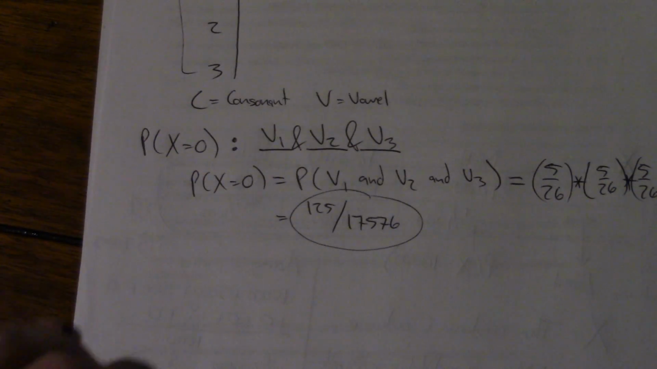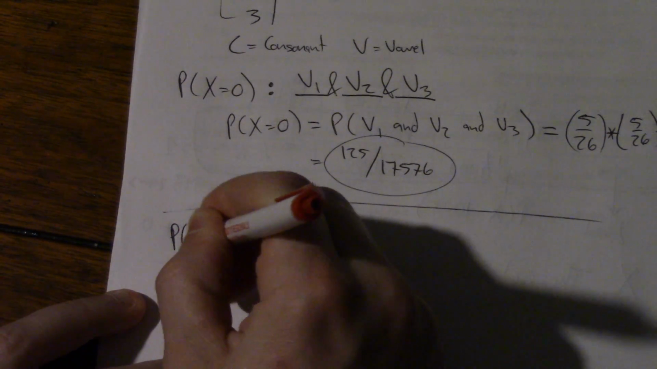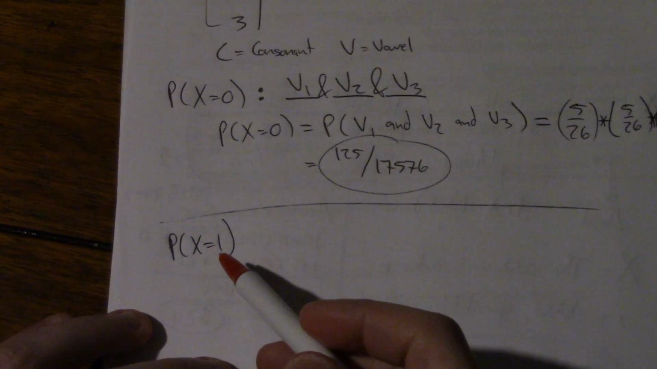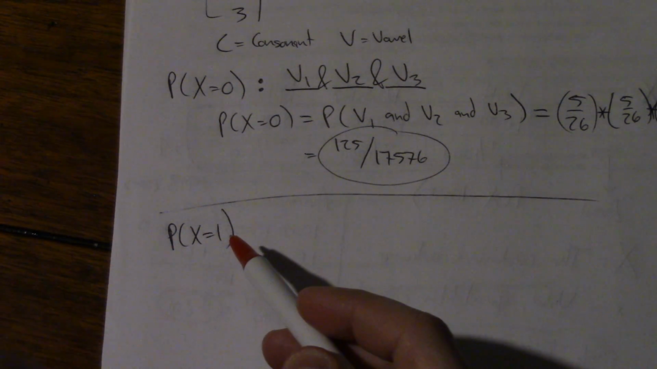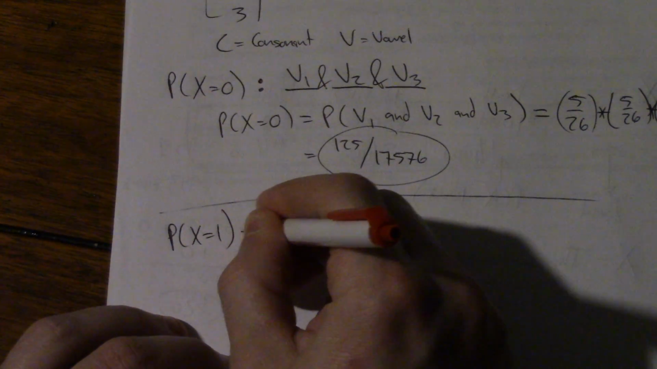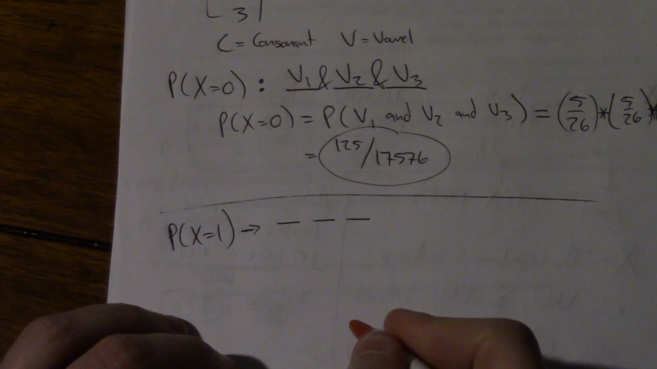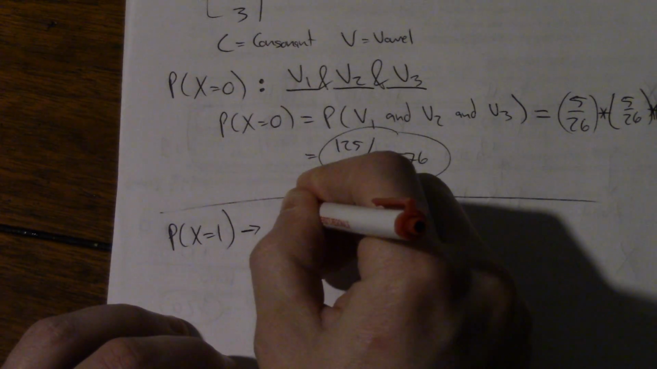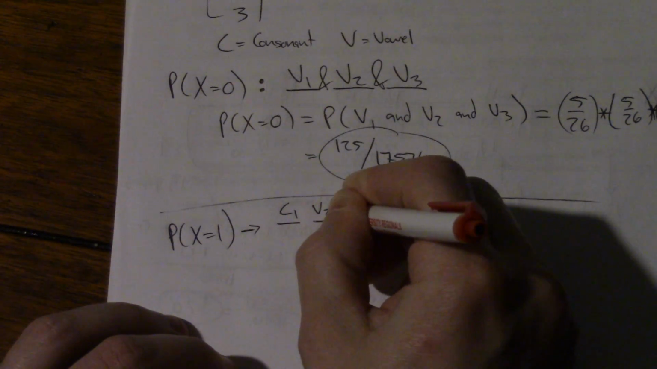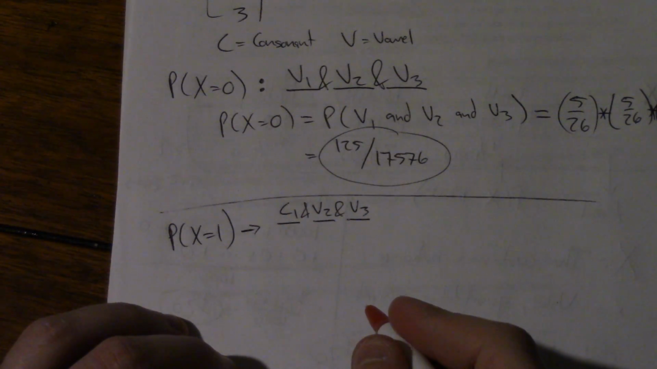Next we can look at something like, what's the probability that X is equal to 1? What does this mean? This means that in our 3 slips of paper, one of them is a consonant. If we think about what that looks like, there's our 3 slips of paper. Maybe the first one is the consonant, and then we have a vowel and a vowel. So these have ands between them again.